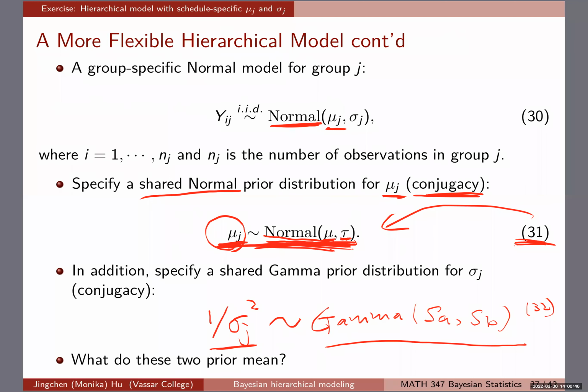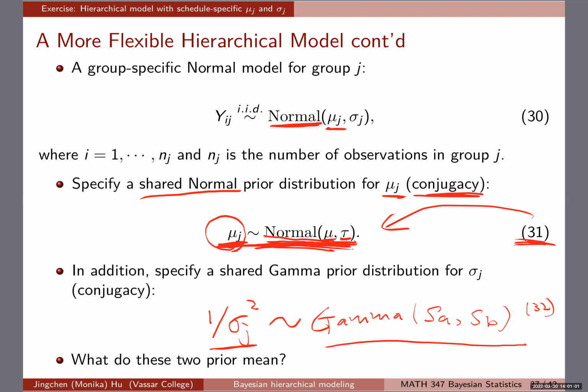Okay. But if tau is small, then that is indicating a smaller spread of this normal prior. So what that means is that you think the mu j, even though they're related, they are related to each other, and they probably are pretty similar to each other as well.